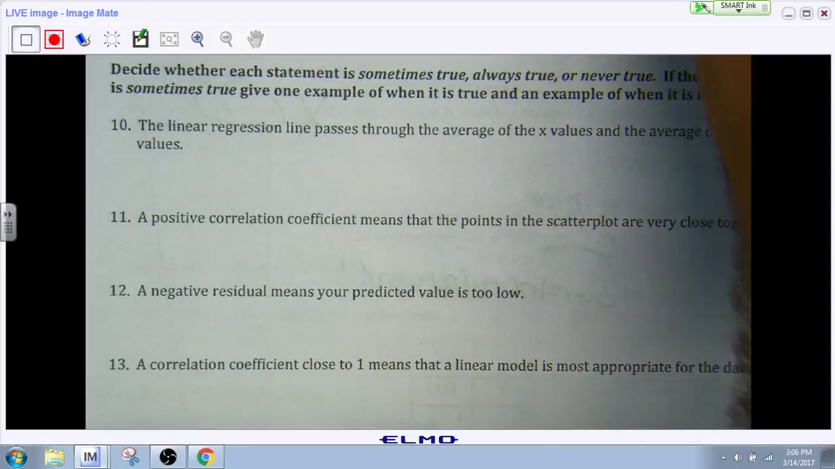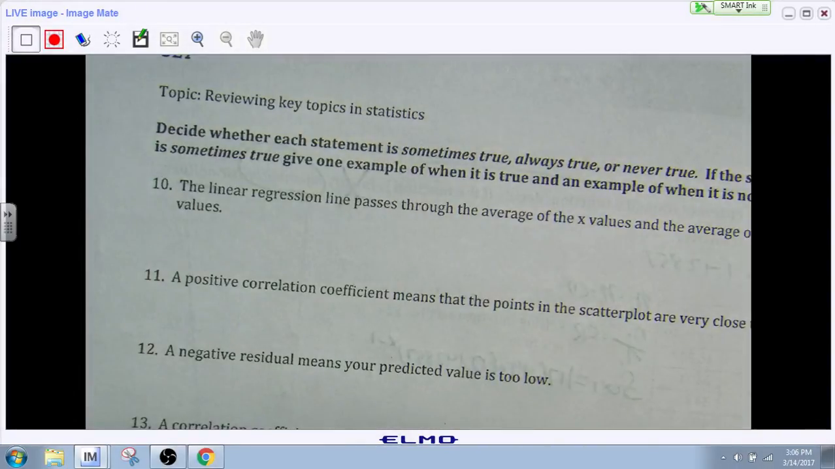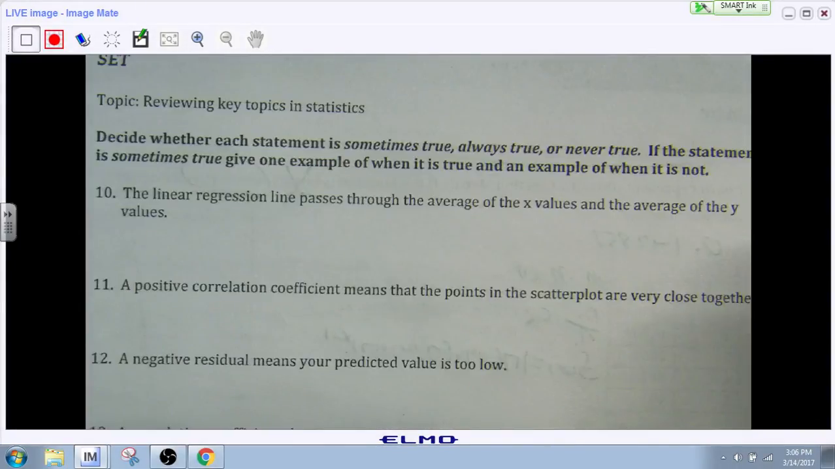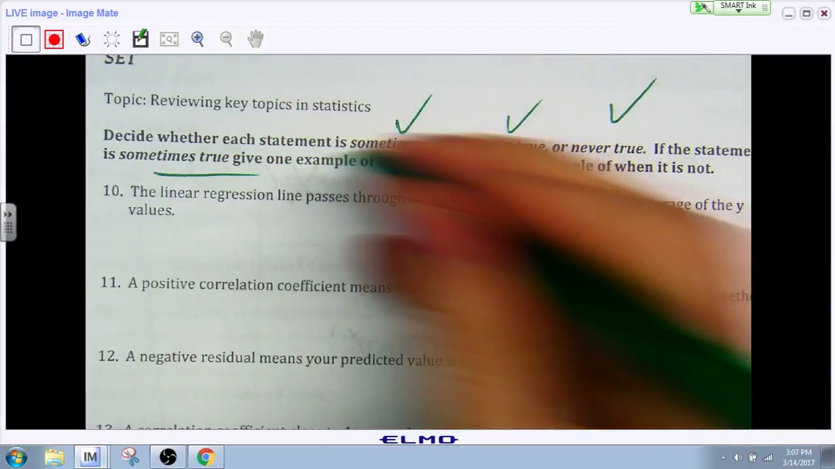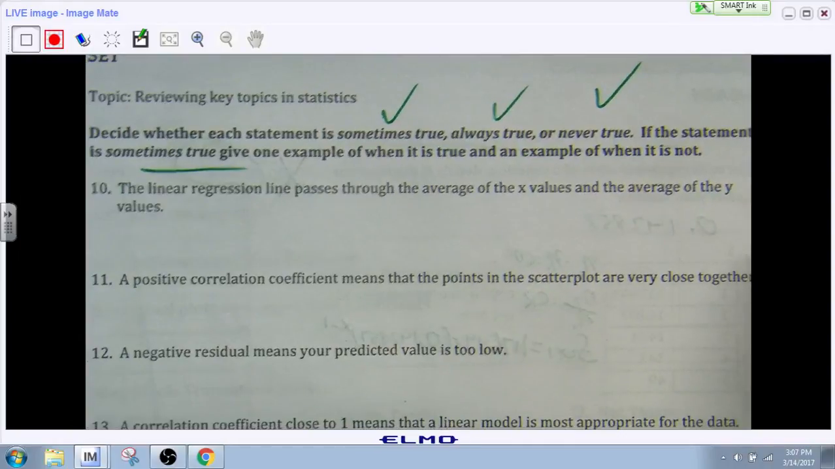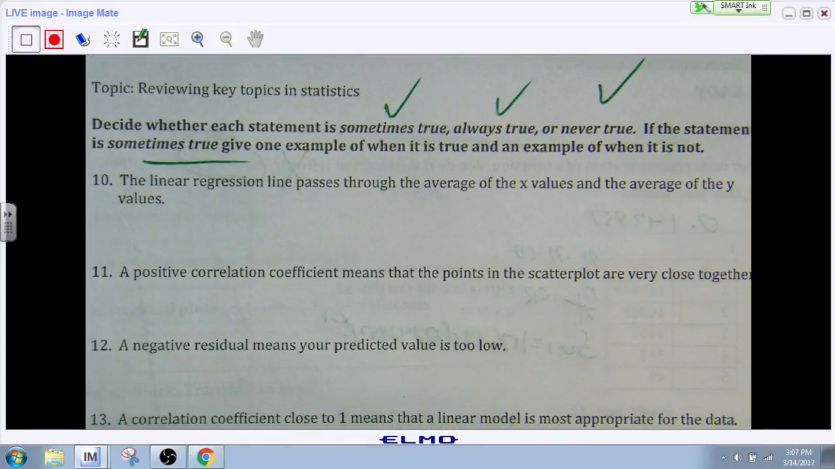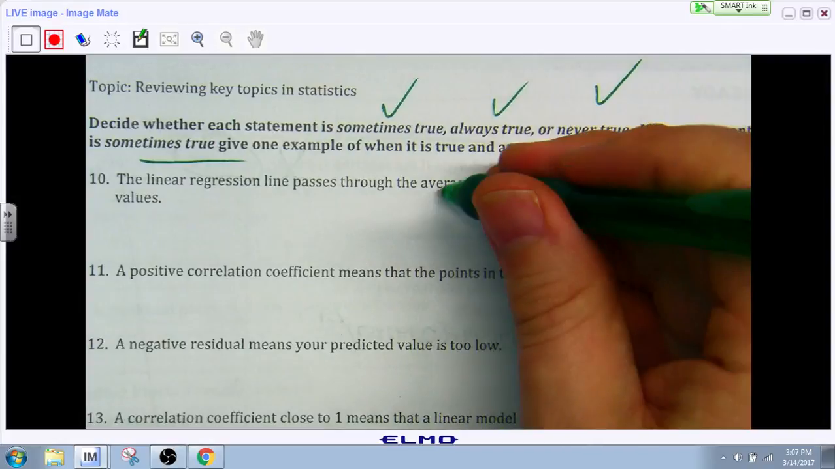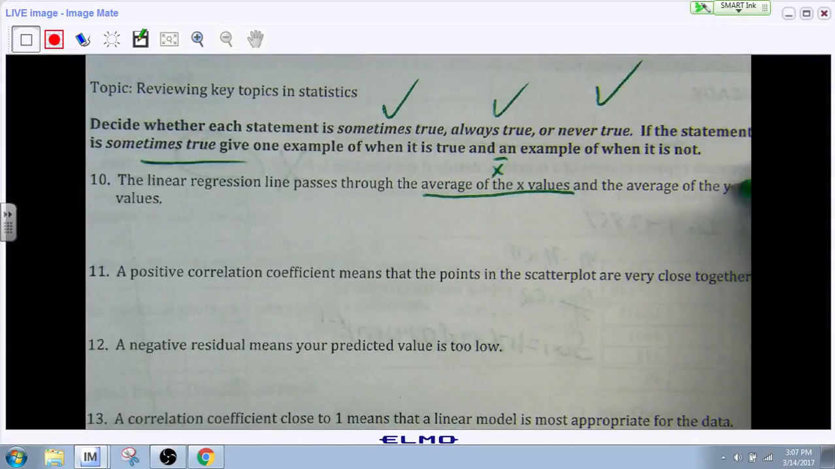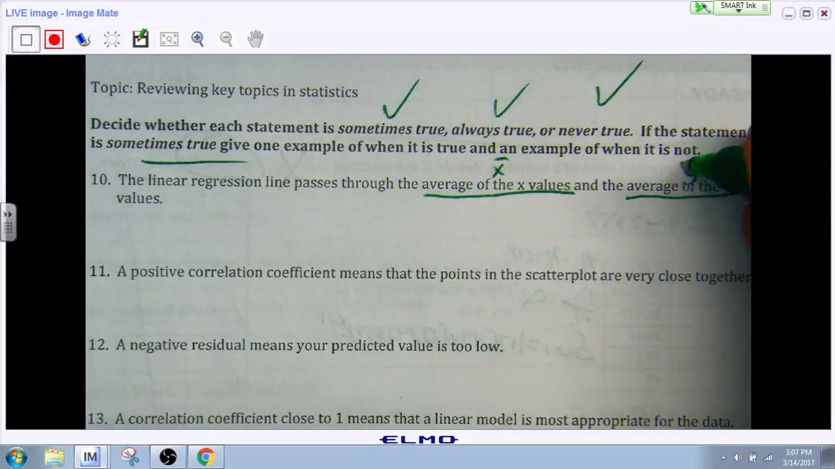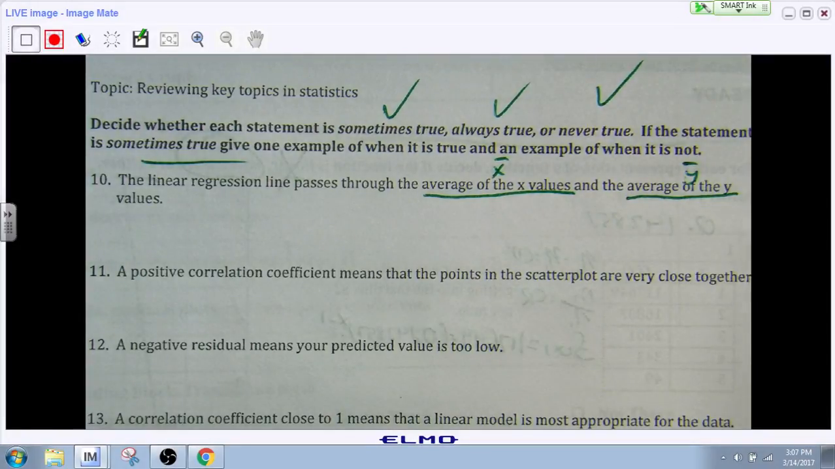Reviewing key topics in statistics. This is kind of like what we did in class. So we're going to figure out if it's sometimes true, always true, or never true. And then if it's sometimes true, we're going to figure out when those examples are. So the first one is the linear regression line passes through the average of the x values and the average of the y values. And so what I want to do here is I just kind of want to think about this. What is the average of the x values? Well, that's x bar. And what's the average of the y values? Well, that's y bar. And this is always going to be true.